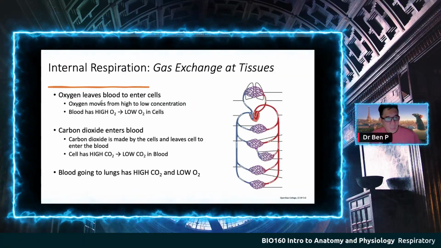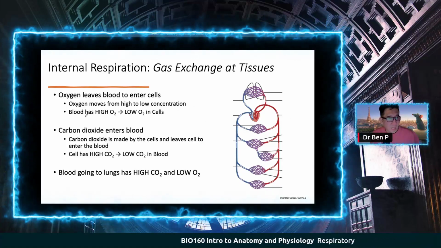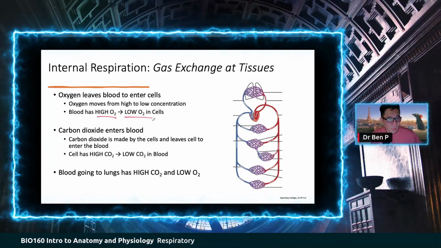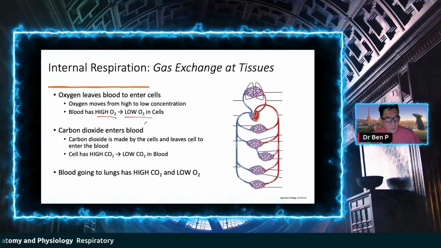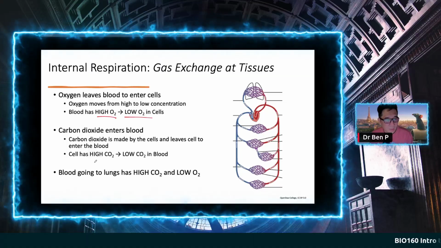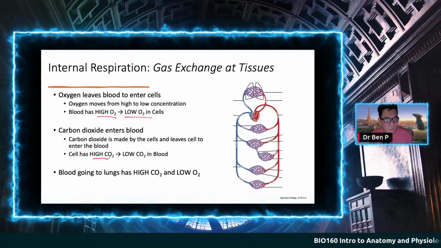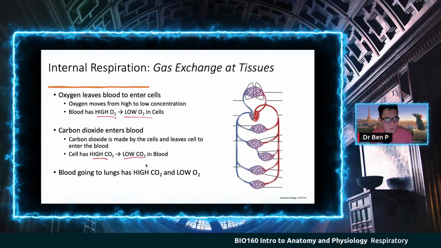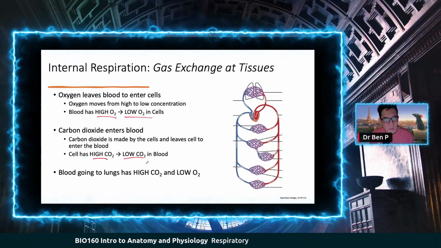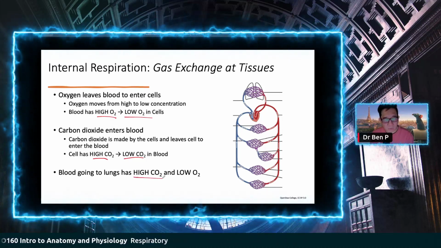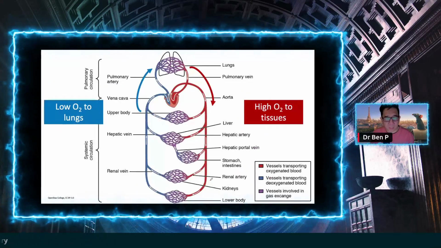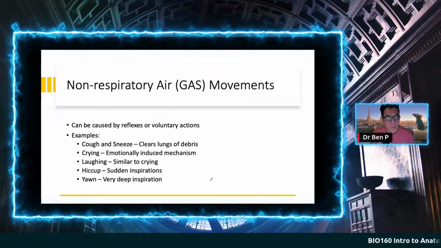Again, oxygen leaves the blood to enter the cells. This is where you have high O2 in the blood and low O2 in the cells. That's why it moves from high to low. Things always move from high to low. So carbon dioxide enters the blood because you have high CO2 inside the cell and low CO2 in the blood. Okay. And blood that goes into the lungs is going to have high CO2 and low oxygen. That's your deoxygenated blood. Okay.